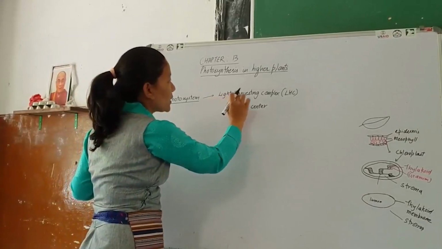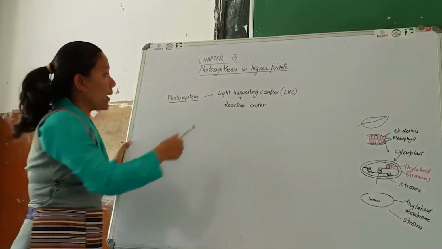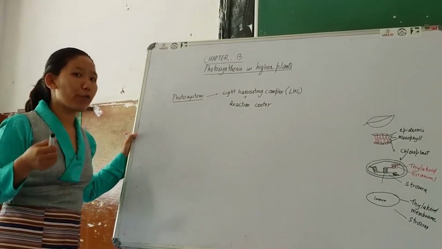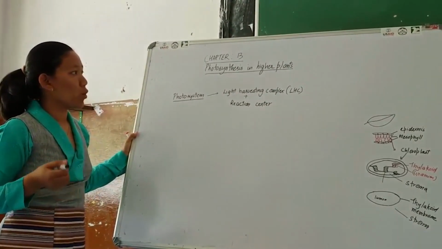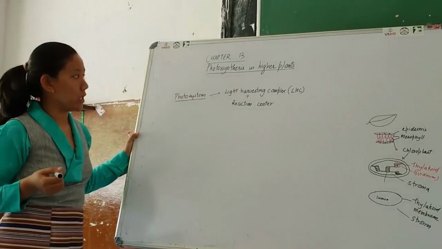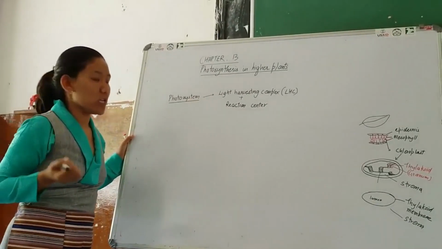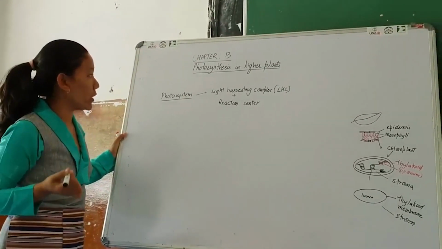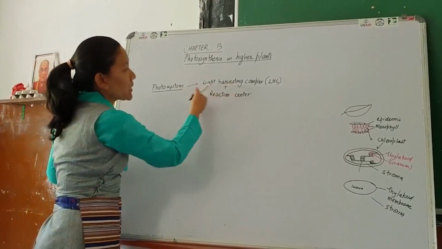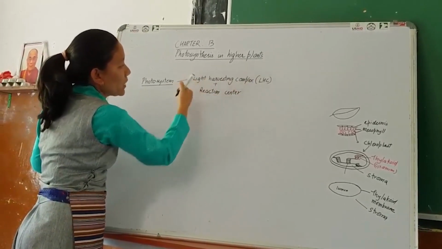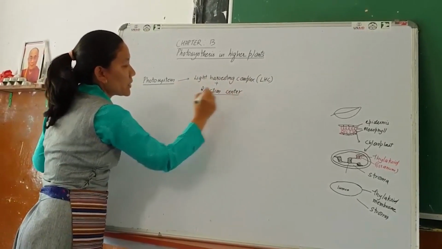So again here, what is this light harvesting complex? Light harvesting complex are composed of a number of pigments which are bound by the protein, and the main role is to absorb the solar energy of various wavelength. So this light harvesting complex surrounds the reaction center.